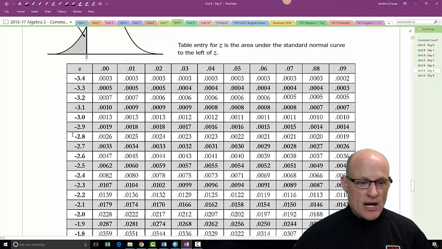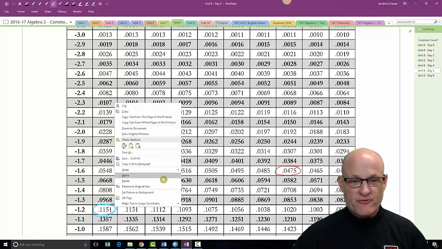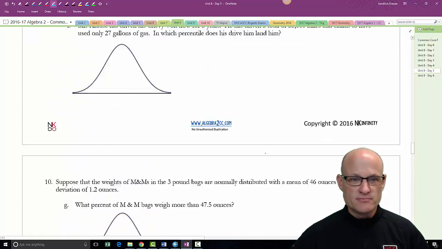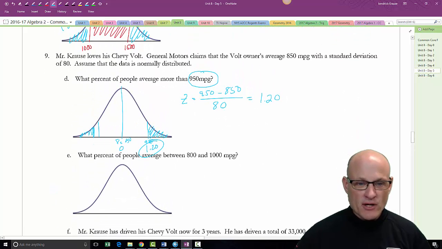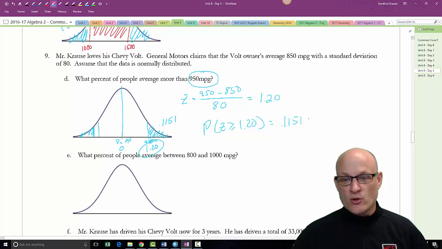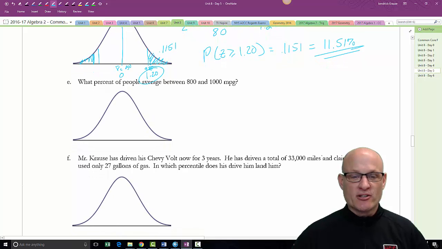So I'm looking up a z-score of negative 1.20, which is 0.1151, which is this part right here, 0.1151. So the probability that z is greater than or equal to 1.20 is 0.1151, which is equal to 11.51%. That is the answer. Well, what percent average between 800 and 1,000?